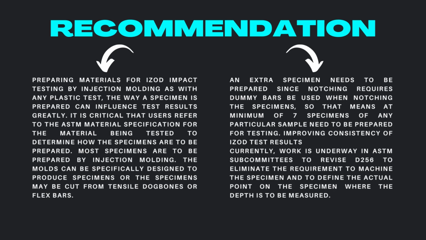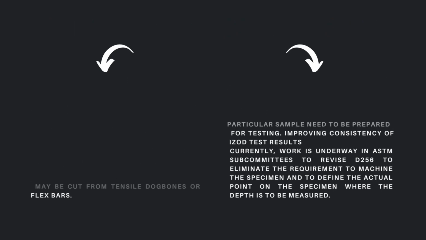The mold can be specifically designed to produce specimens, or the specimen may be cut. An extra specimen needs to be prepared since notching requires a dummy bar to be used when notching the specimen. So that means a minimum of 7 specimens of any particular sample need to be prepared for testing.